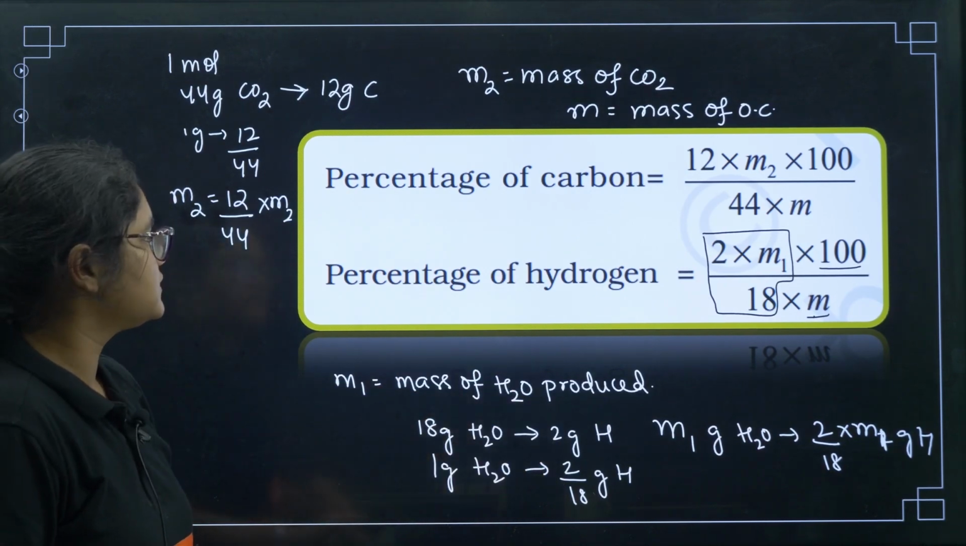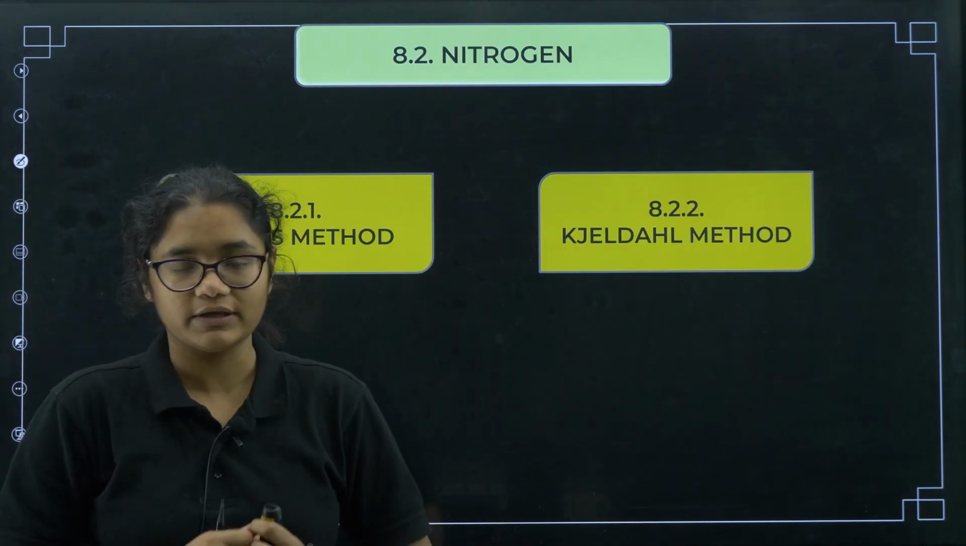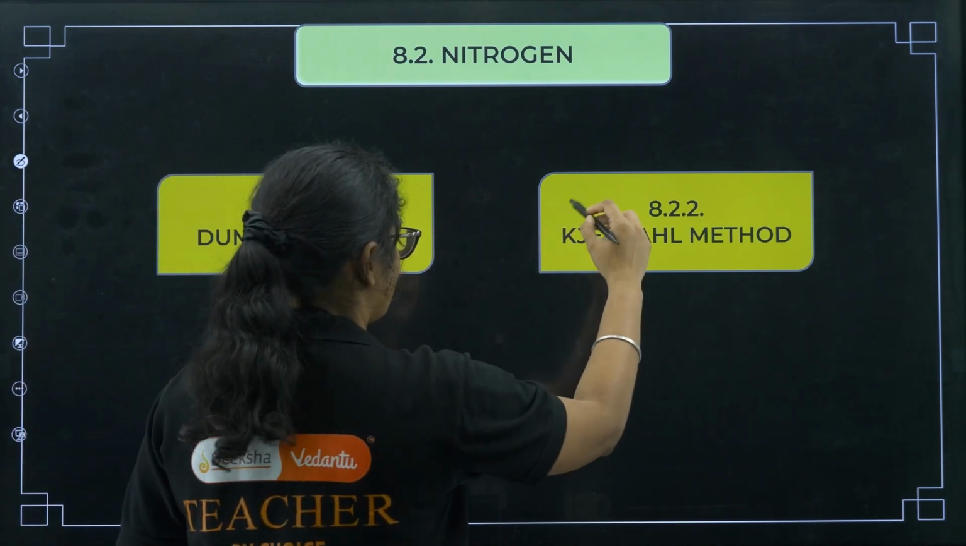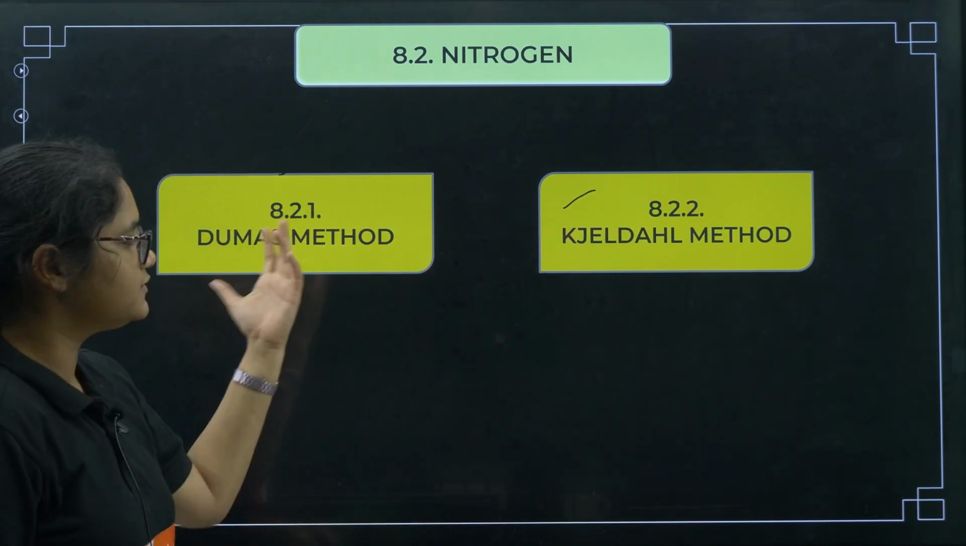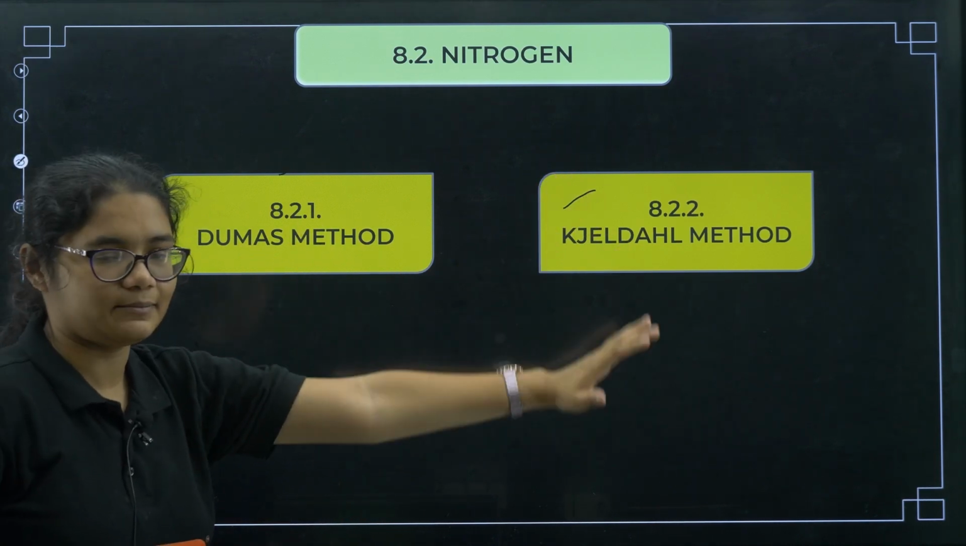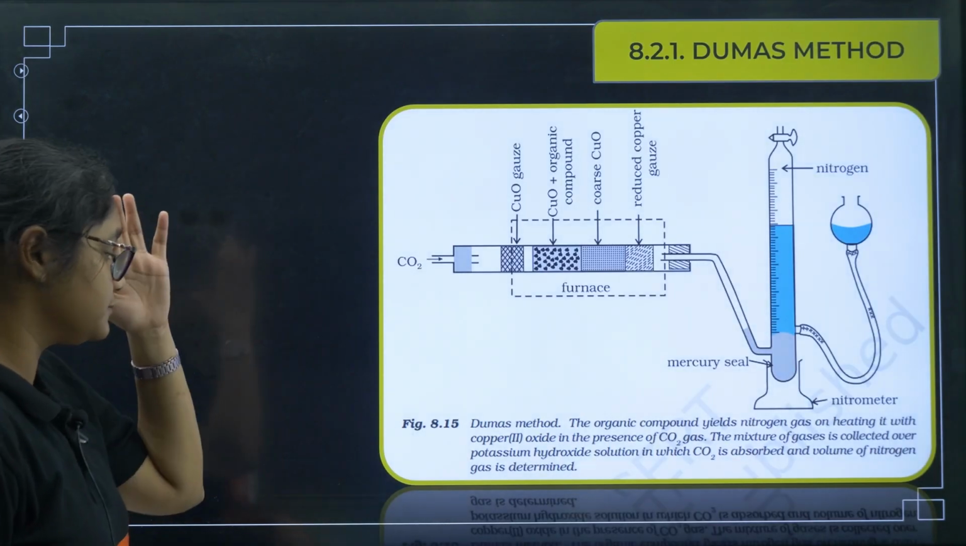Now we will go towards detecting nitrogen. For detecting nitrogen we have two methods. One is your Dumas method and another is your Kjeldahl method. Okay, these two are the methods from which most of the questions are asked. So let us see here first.